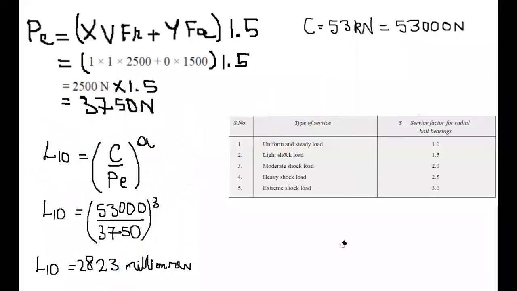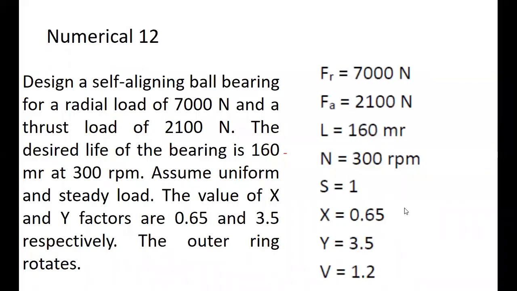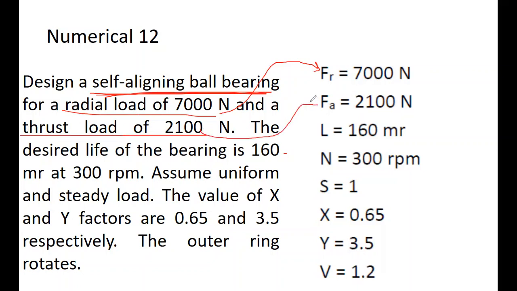Now, let's go to another numerical, right? So the next numerical is of a self-aligning ball bearing. Design a self-aligning ball bearing. Radial load is given, FR 7000 Newton. Axial load is given, FA 2100 Newton. This time life is given at 90% reliability.